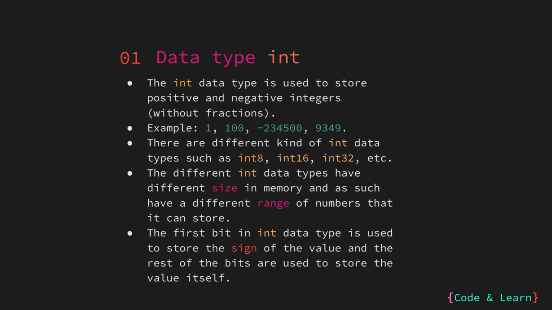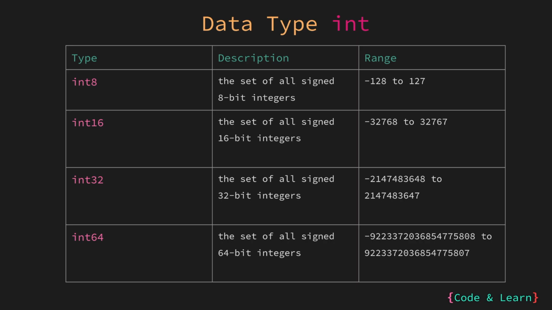These variants have different sizes in memory and as such have a different range of the integer values that they can store. The first bit in memory for int data type holds the sign of the value. It tells if the value is positive or negative. The rest of the bits are used to store the value itself. So let us look at all the integer data types.